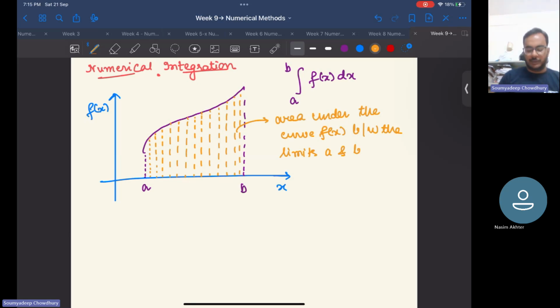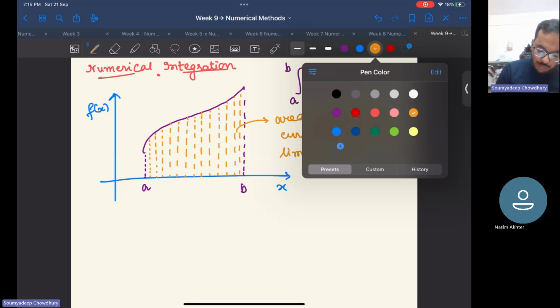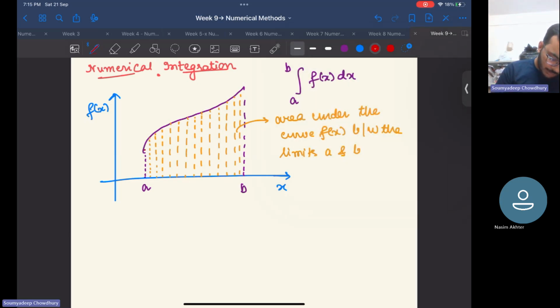Like this, we have multiple subintervals. So what is integral basically? The total area under the curve is nothing but the sum of these individual areas, right? Suppose this area, the area of the first subinterval, I am saying it as A1. The next one is, say, A2. Like this, we have some n intervals.